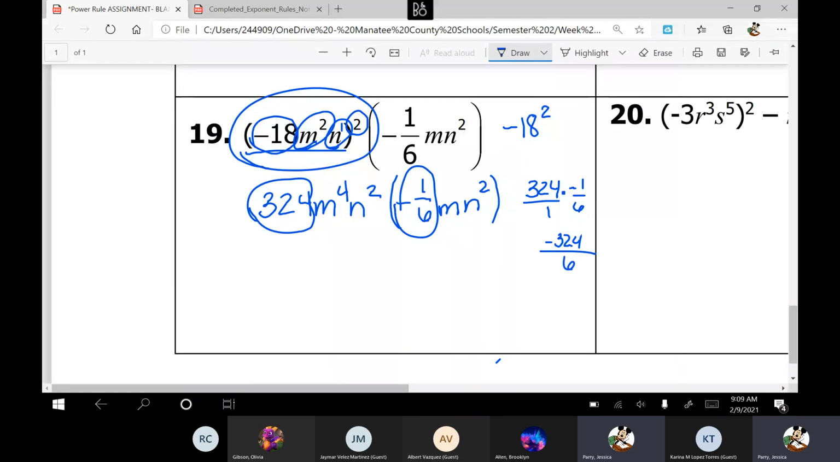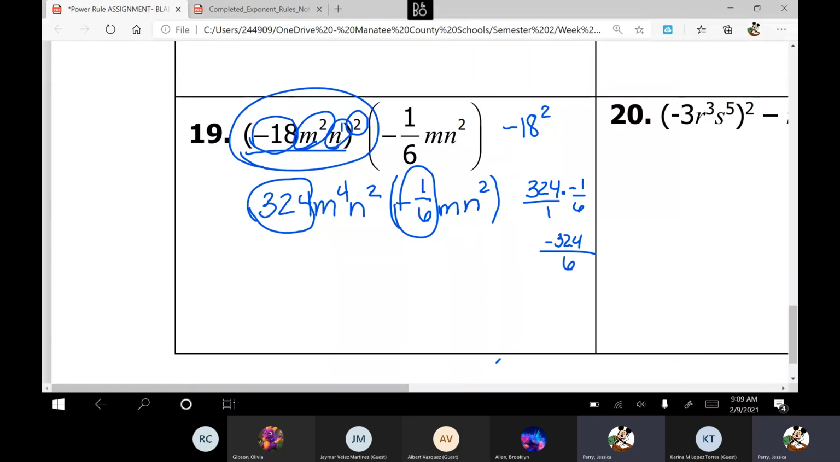And then tell me, what is negative 324 divided by 6? You can use a calculator. I'm letting you guys use calculators for this because we've got some bigger numbers, and I just want to make sure we get through this pretty quickly. And yep, you should get negative 54. Perfect. If you did not get negative 54, type it in again or send me a message.